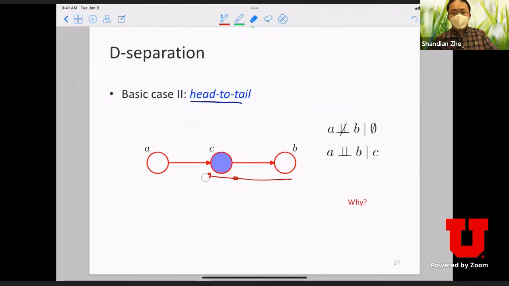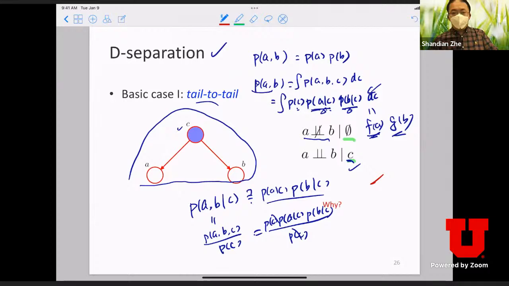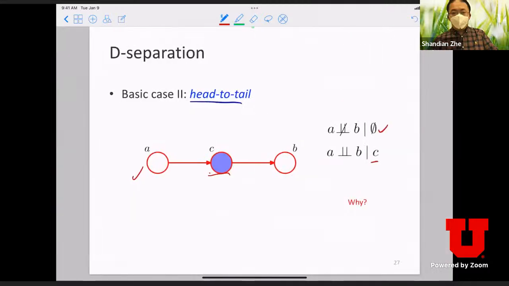In this case, we can draw the same conclusion as the tail-to-tail structure. That is, condition on nothing, which means you have to marginalize C, A and B are not independent. However, condition on C itself, if C is given and observed, then A and B are independent. I will leave you as an exercise to check why this is true. You can just follow the same analysis as we did, and it's very straightforward to verify this fact.